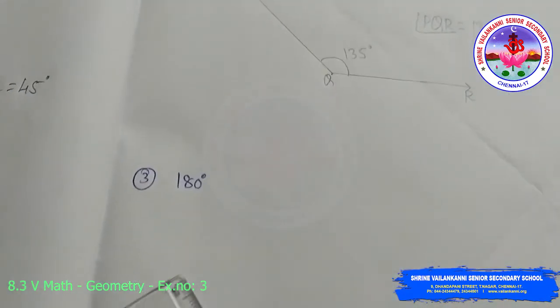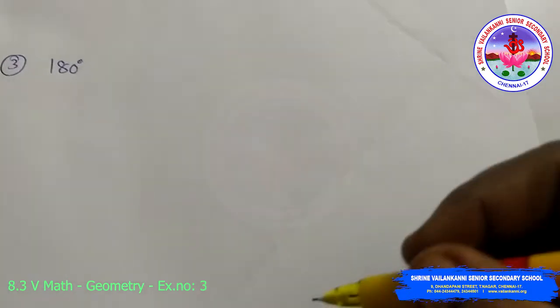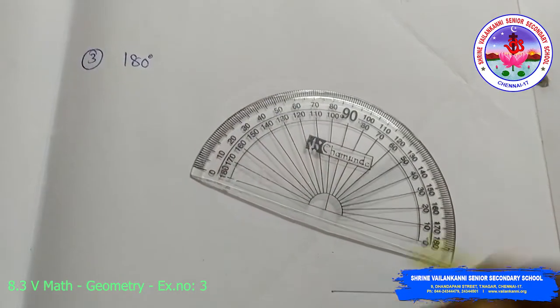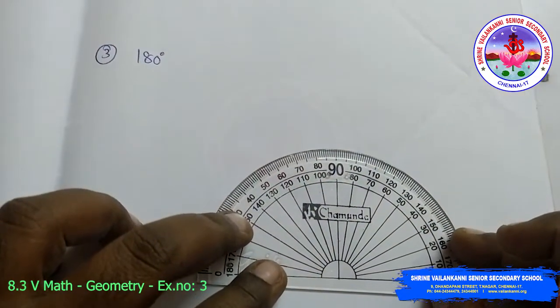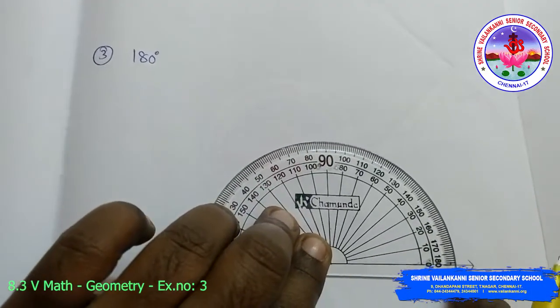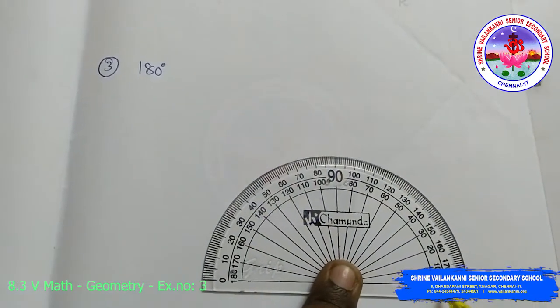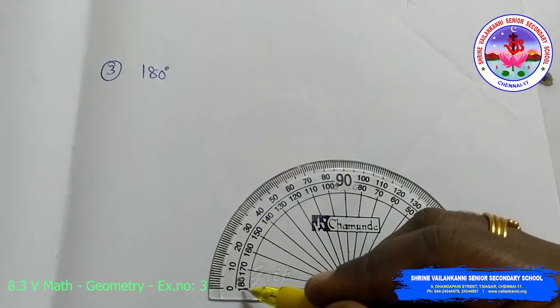One more angle I will show you, 180 degrees. Here I have drawn the baseline of the line segment. This point I am going to place exactly with the protractor. Now the baseline is facing towards my right side, so I have to use the inner scale. From 0 towards your right side, I have to choose 180. So this is your 180.